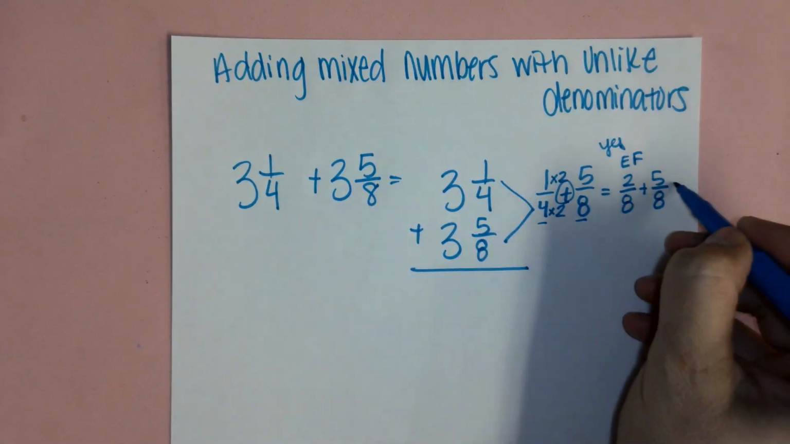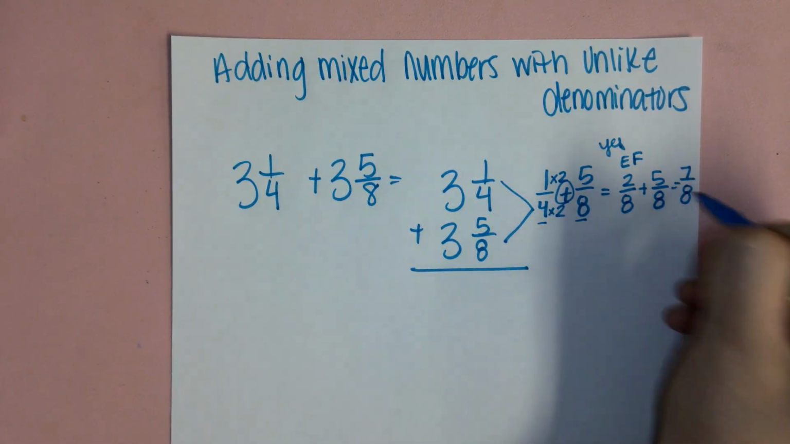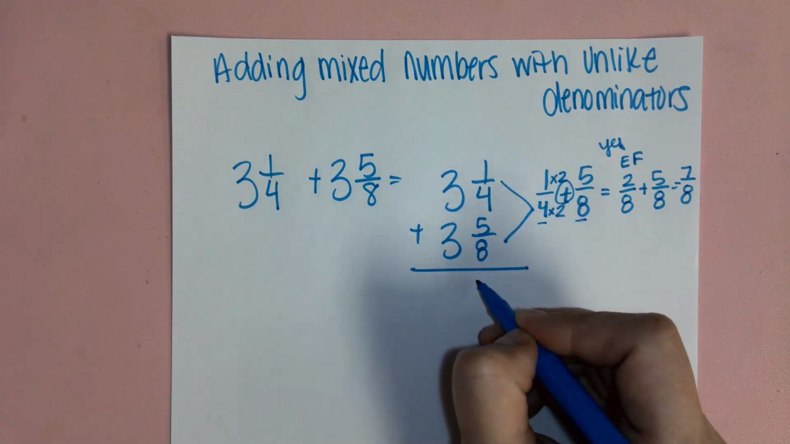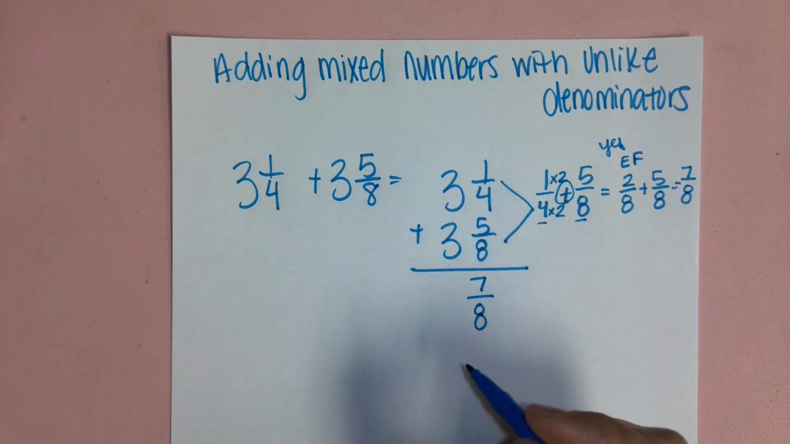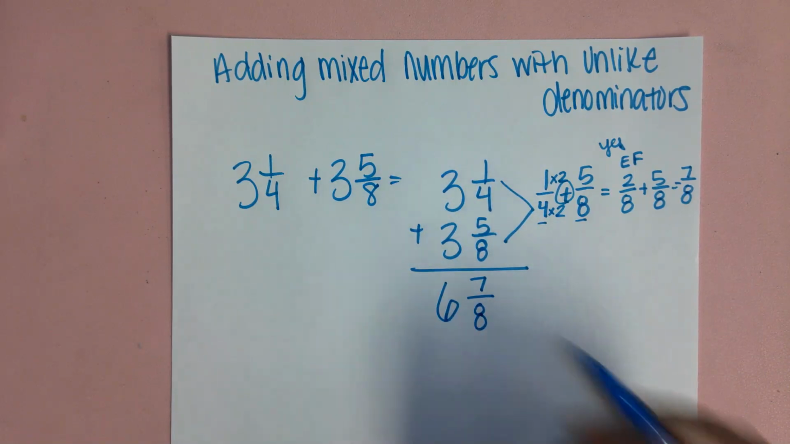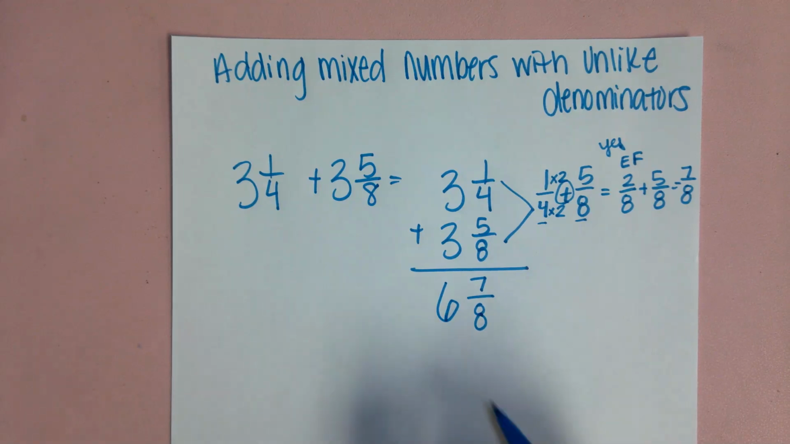And I can go across and add that, and that makes 7/8. So the answer to my fraction addition here will be 7/8, and then I add my two wholes. 3 plus 3 makes 6. So the answer to this problem would be 6 7/8.